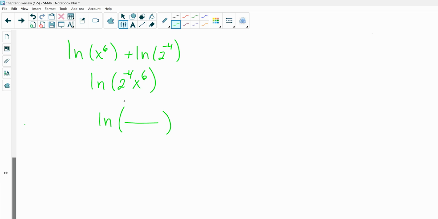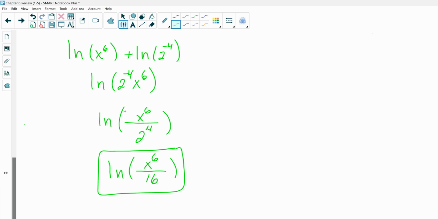Doesn't matter where the negative exponent is. If there is a negative exponent, we have to make it positive. We can do that by taking the 2 from the top of the fraction to the bottom. Because when we move it from the top to the bottom, the exponent goes from positive to negative or negative to positive. So we have 2 to the 4th. The numerator is still x to the 6th. Now 2 to the 4th does simplify nicely. I believe it is 16, yes? So it's the natural log of x to the 6 over 16. That's it.